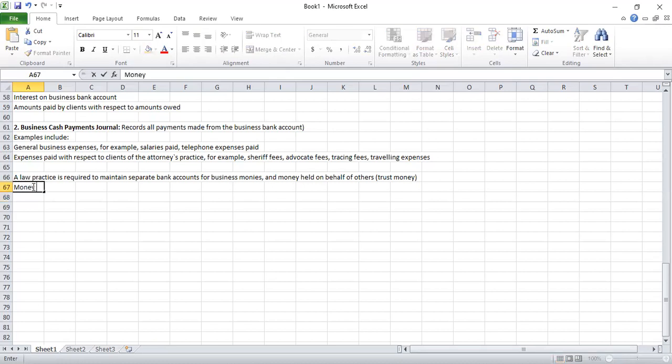Money paid into the trust account may include money paid with regards to services to be rendered. That is, the entity is going to get the service at a later stage. Money paid by third parties.